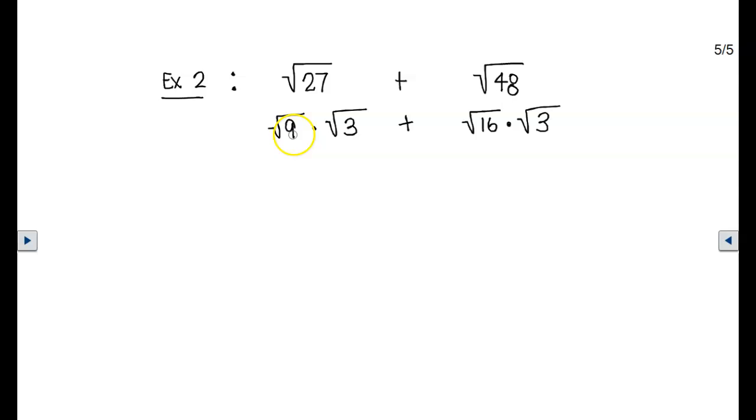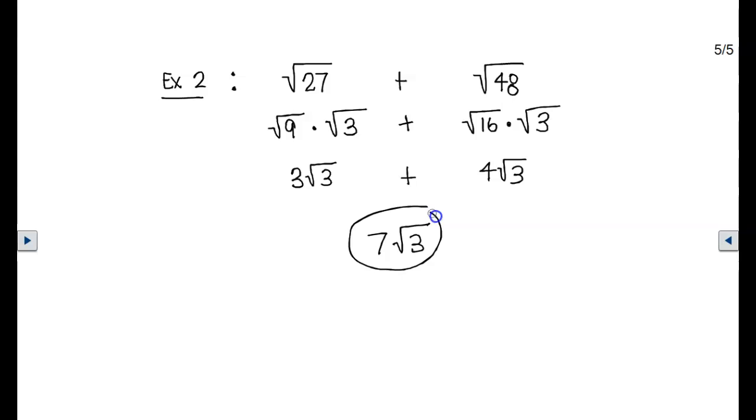All right, simplifying this a little further, the square root of 9 we know is 3, so that becomes 3 square roots of 3, plus the square root of 16 is 4, so this becomes 4 square roots of 3. And now notice that after simplifying, I do have like terms, so I can add these together now. So 3 square roots of 3 plus 4 square roots of 3 will give me a total of 7 square roots of 3. So this is why that simplifying step is important.